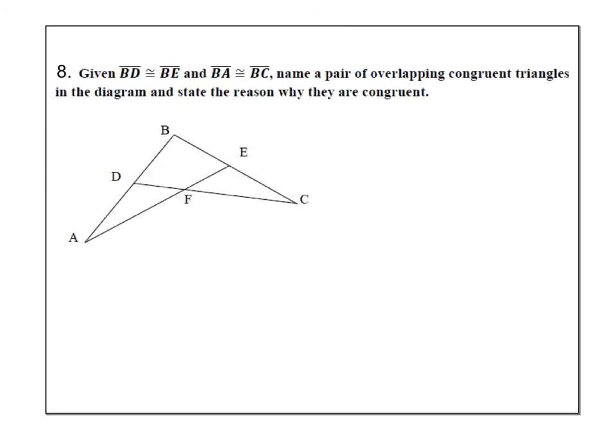Number 8, given side BD is congruent to BE and side BA is congruent to BC, name a pair of overlapping congruent triangles in the diagram and state the reason why they are congruent. So you can see you have overlapping triangles, and what I'm going to do is pull them off of each other. So the first triangle is going to be triangle ABE. So you can see, I'll just outline it right here, ABE. I just redrew it off on its own.